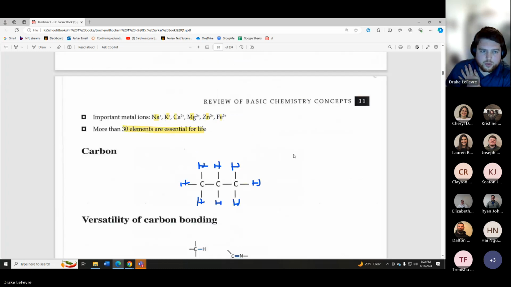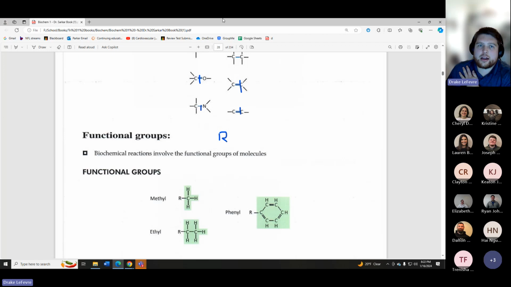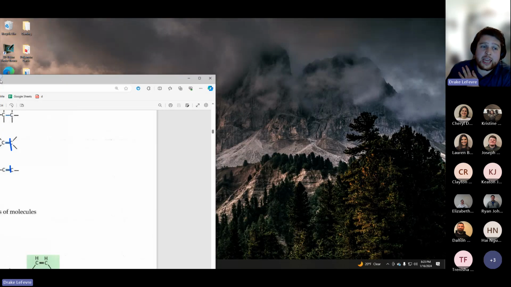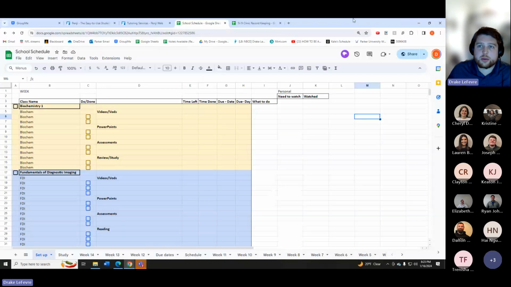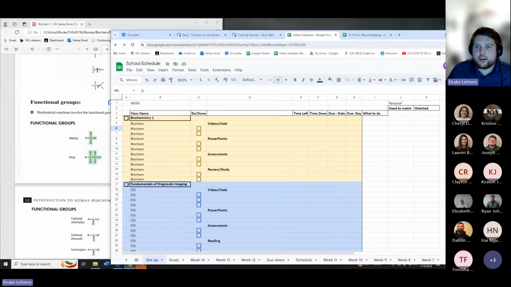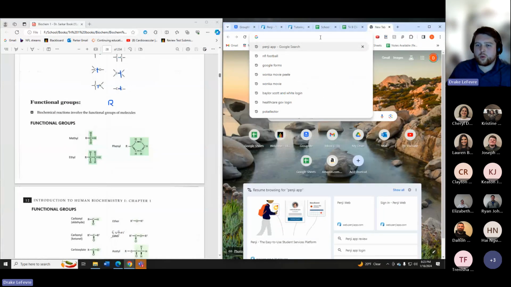So what I would literally do is, for example, anything that you are unable to explain to somebody else in your own words. So for example, functional groups. If I were to ask any of you, what is a functional group? What does that mean? How many of you feel like you could explain that back to me? Explain exactly what it is.